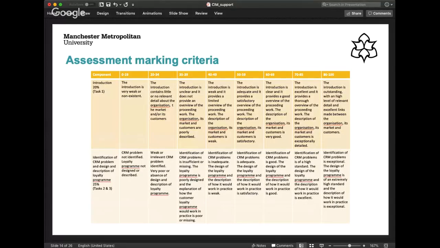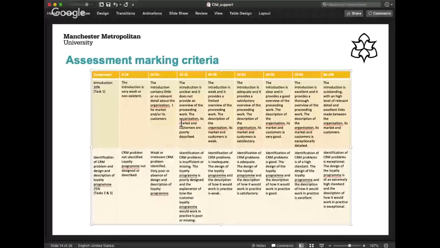So just as I went through before, and this is where you'll see my discussion around what the word limit is. Your introduction, which is task 1, is worth 20%, so about 20% of your word count. So we're looking at a roughly minimum 500, ideally 600 words for that section. Tasks 2 and 3, which is your identification of the CRM program, the CRM problem, and the design of the program here, is worth 25%. So we're looking at about 750 to 800 words for this section, okay? And you need to really carefully think about that.